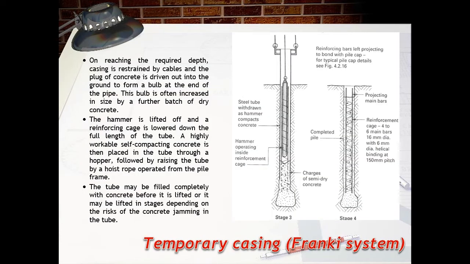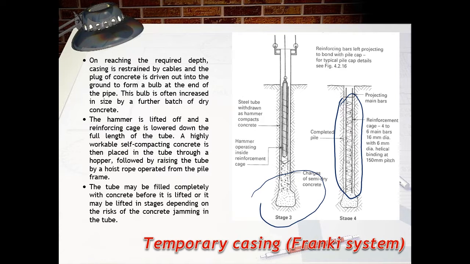On reaching the required depth, the casing is restrained by the cables and the plug of concrete is driven out into the ground to form a bulb at the end of the pipe. This bulb is often increased in size by further batches of dry concrete. Jadi dry concrete ni akan dimasukkan by batch. The hammer is lifted off and a reinforcement cage is lowered. Jadi ini adalah reinforcement cage. Down the full length of the tube.